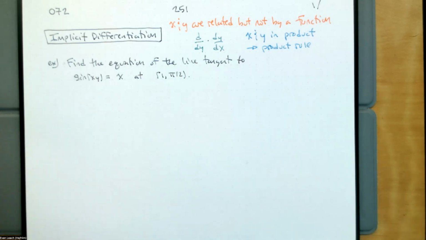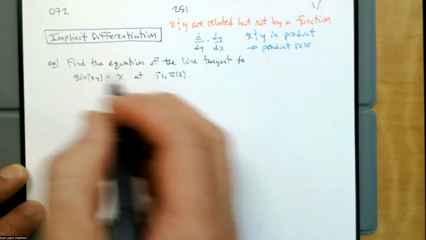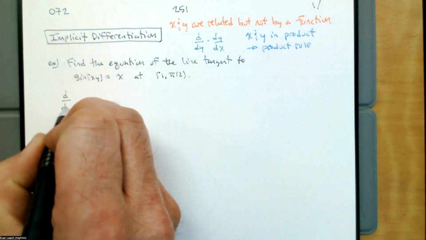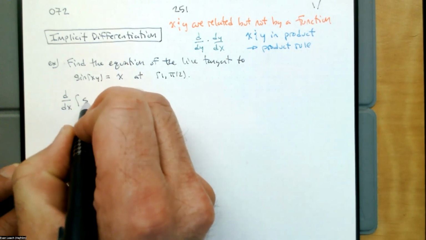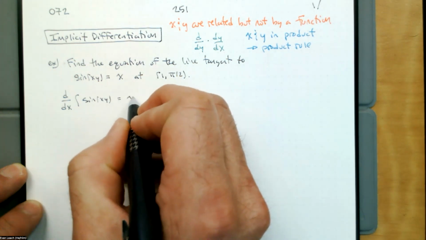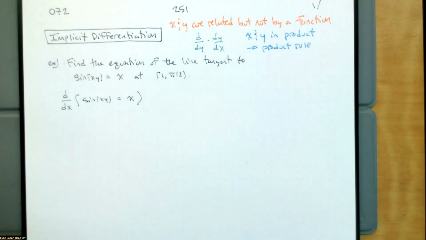So let's find the equation of the line tangent to sine of xy equals x, that's some curve, a relationship between x and y, at the point (1, pi over 2). So the plan is to take the derivative with respect to x of the whole thing, of all the terms. Take the derivative with respect to x of both sides, sine of xy, and the derivative with respect to x of x. On the right side, this will be easy. The derivative with respect to x will just be 1.